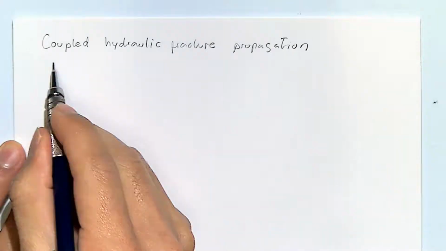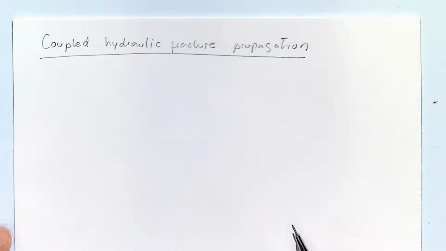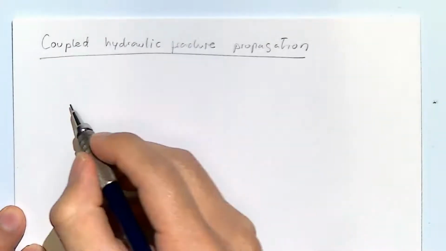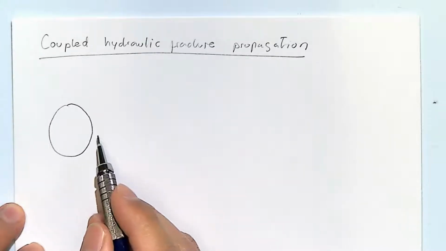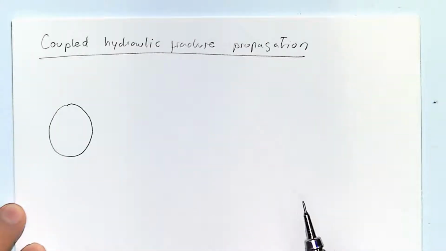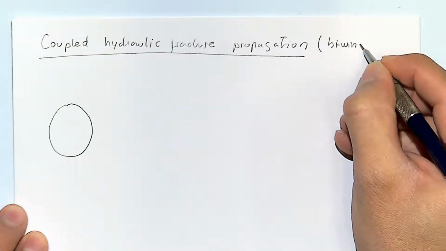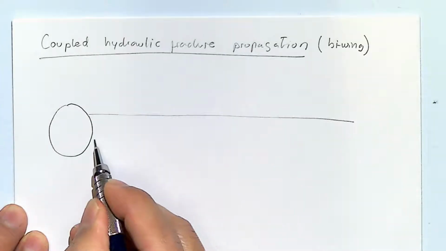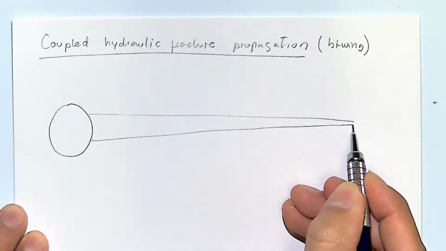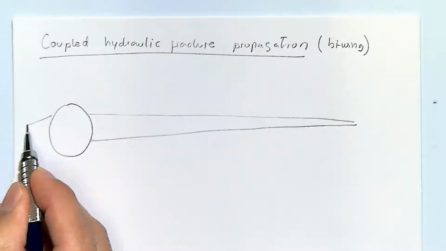And in this problem, we're interested in solving the geometry of a hydraulic fracture propagating out of a wellbore perforation. And from that fracture, we're going to assume that we have a relatively simple fracture geometry, which has two wings, looks like kind of an airplane.